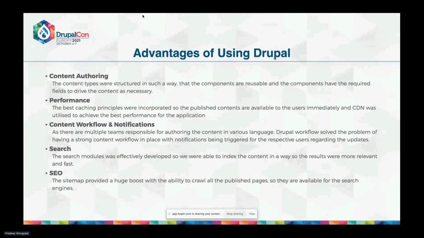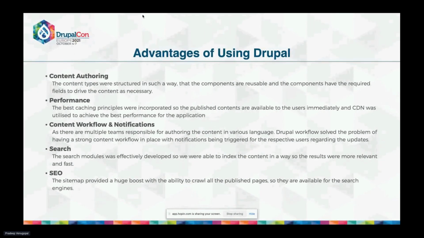And talking about the search, the search was another important thing that we built. We used Acquia Solr for indexing the content and getting the search results out of it. So the way the search was configured, the end users were able to get results that were more relevant to the keywords they were trying to search, and the search results were faster, so that the user gets the information very quickly. So search was an advantage that we had. And finally, the SEO.